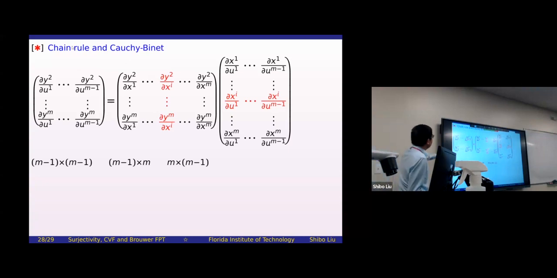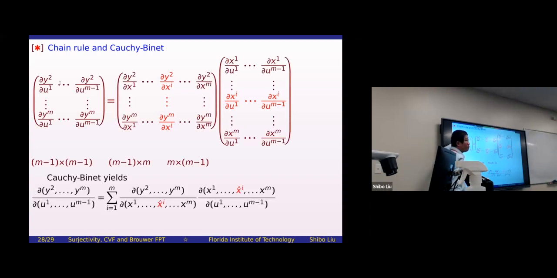we know that the Jacobian matrix for y with respect to u equals the Jacobian matrix for y with respect to x, times x with respect to u. We have this equality by chain rule. Okay. Correct? Now, just the chain rule. We don't consider y1. So we only consider y2 up to yn. Then using chain rule, we have this matrix equality.